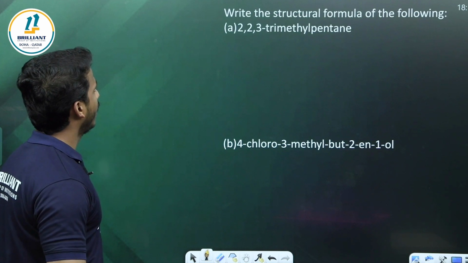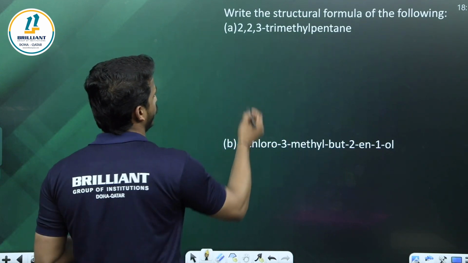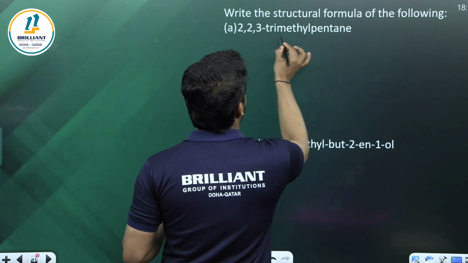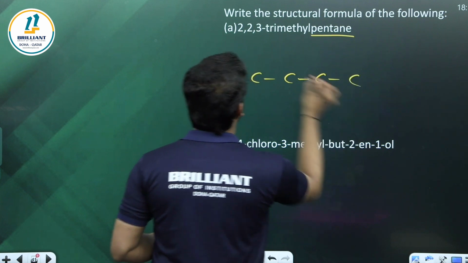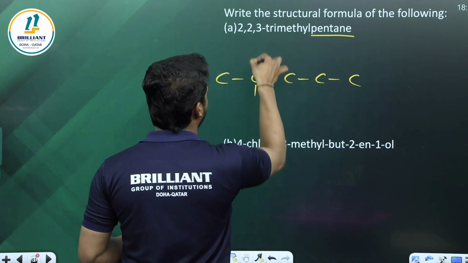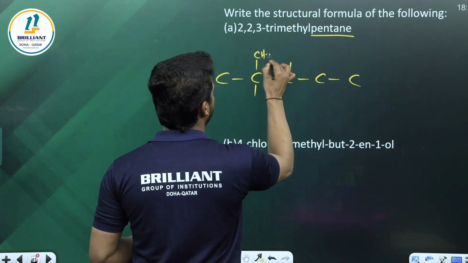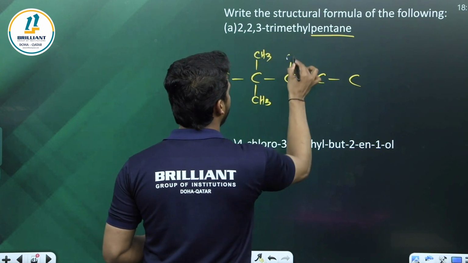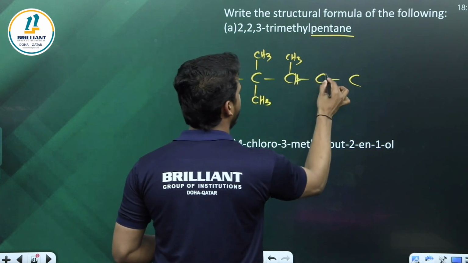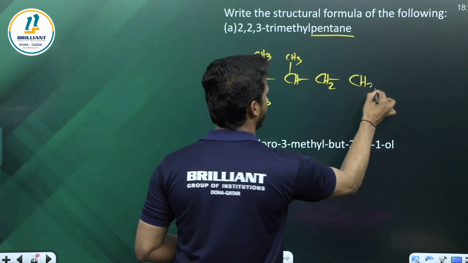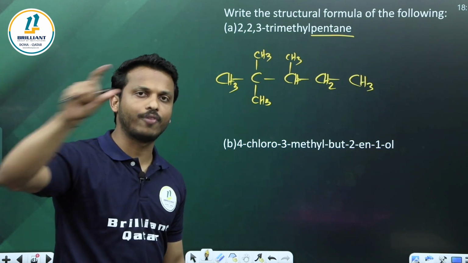Simple question. Write the structural formula of the following, and let me draw the shape. 2,2,3 trimethyl pentane. Pentane means how many carbons? 5 carbons. Second position 2, 2. So second position 2, third position, all methyl groups. So CH3, CH3, CH3, and place the groups, then the valency: CH3, CH, CH2, CH3. So always write the parent chain first, fix the groups, then fill the valency.